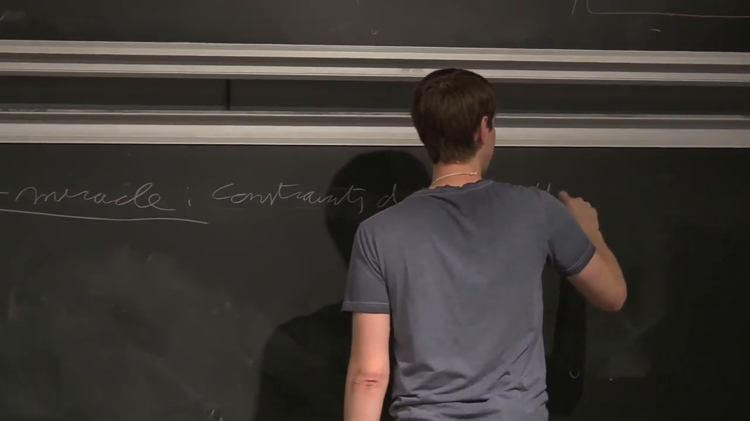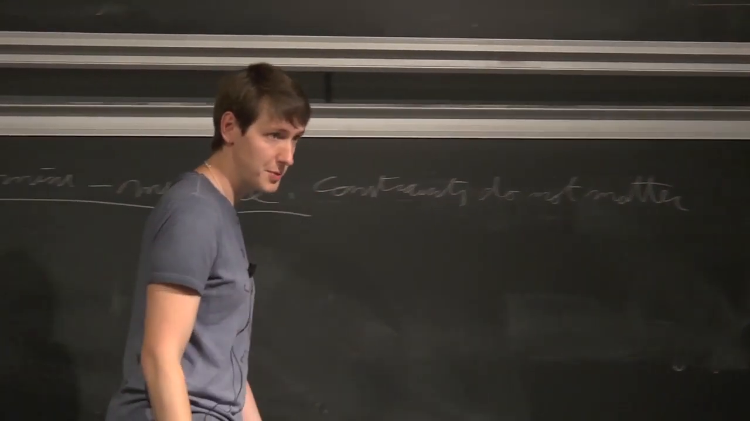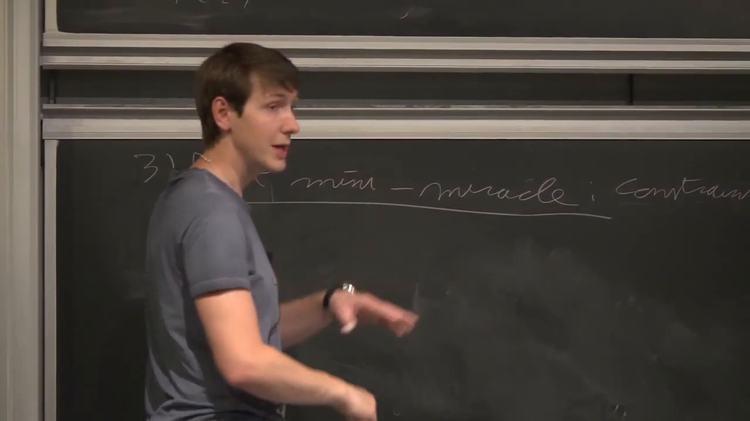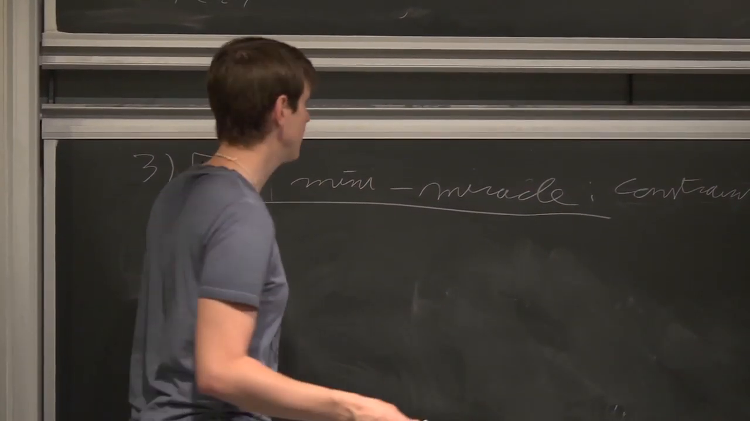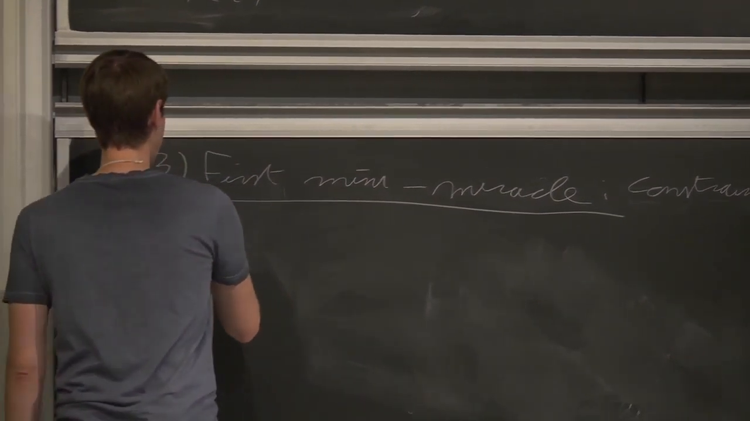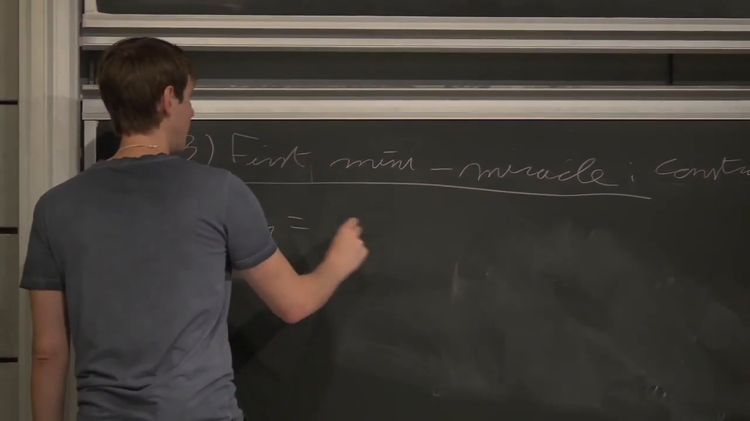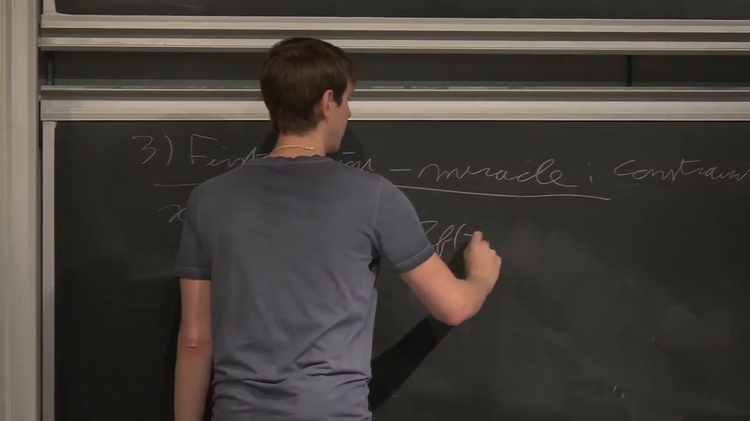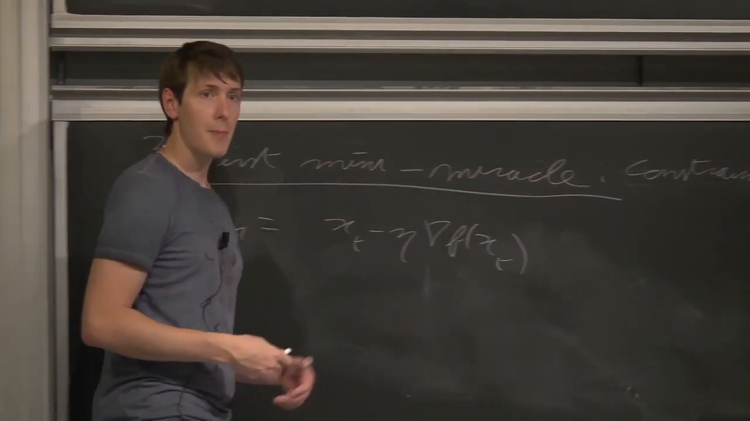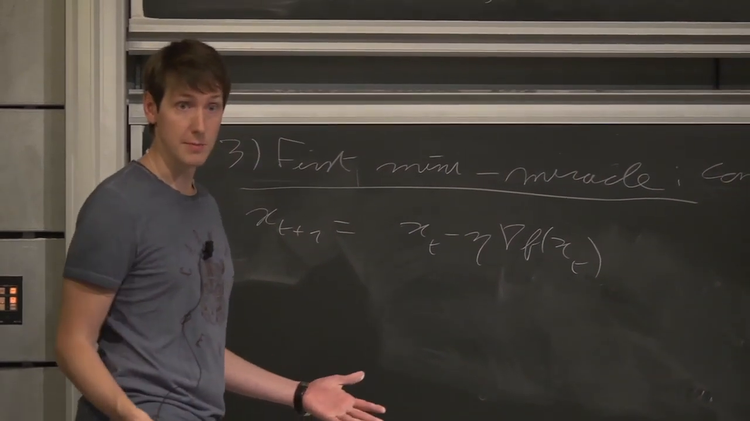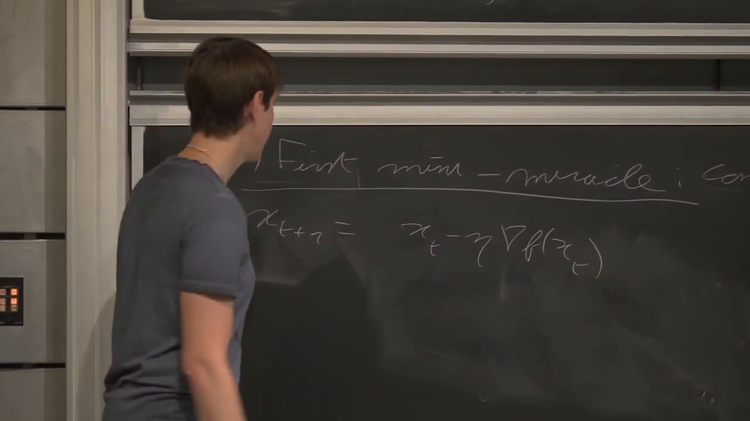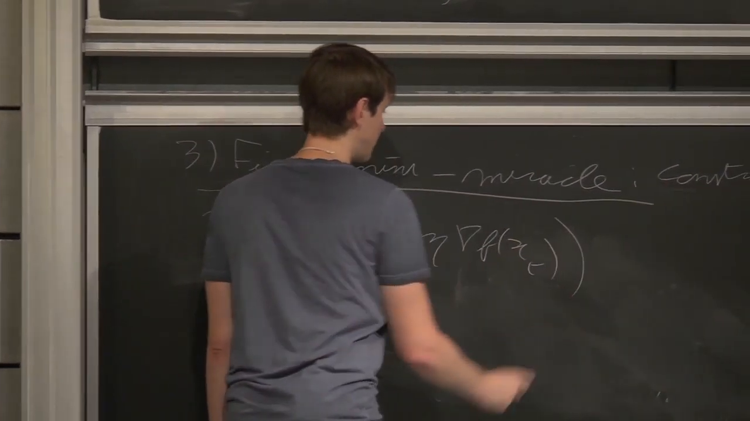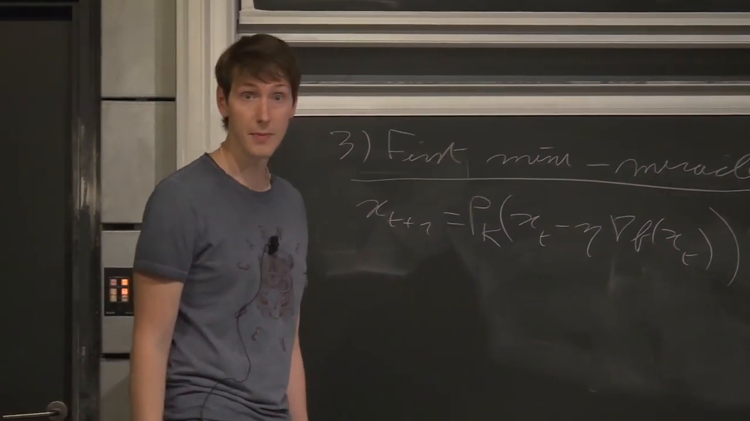It's a very nice thing, because constraint optimization is very difficult and complicated in general, but gradient descent just doesn't care at all. So what do I mean? If you just do x_{t+1} = x_t minus eta grad f of x_t, this can step outside of your set of constraints. Maybe you just step outside. So let's just project back. Let's just look at the projection of this thing.